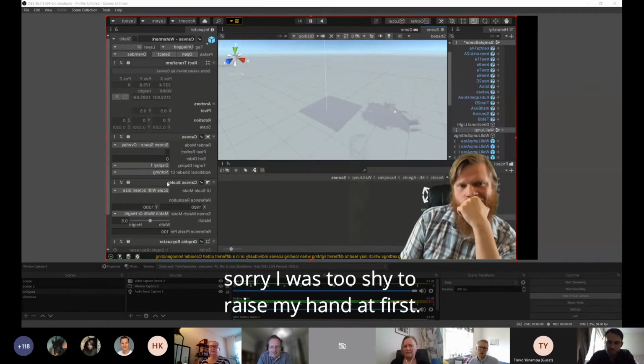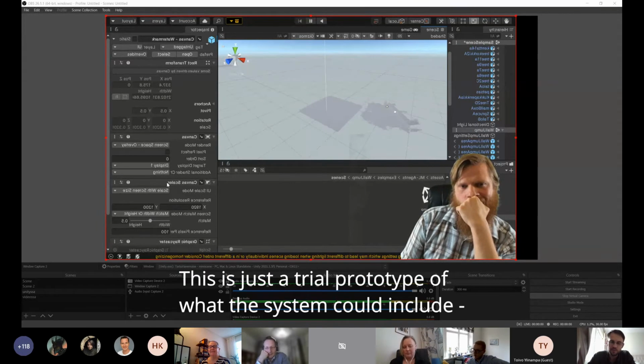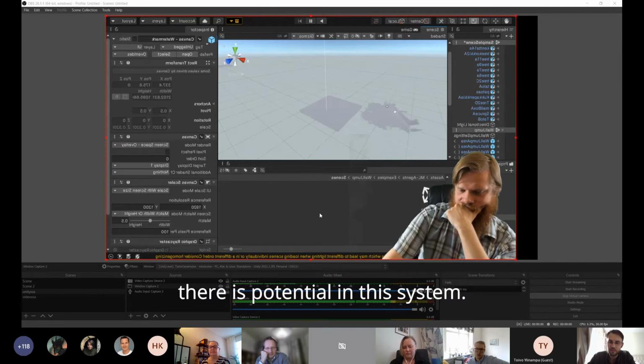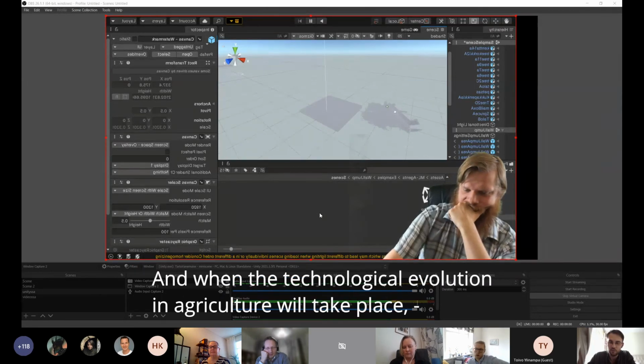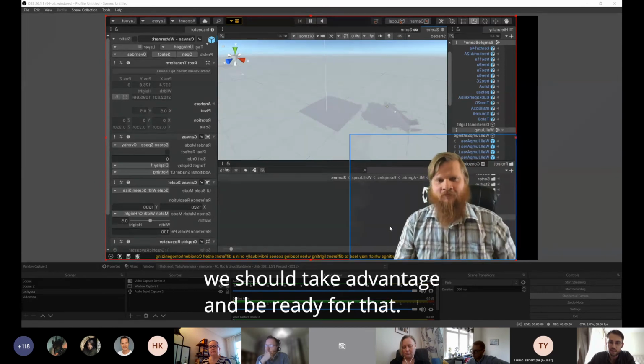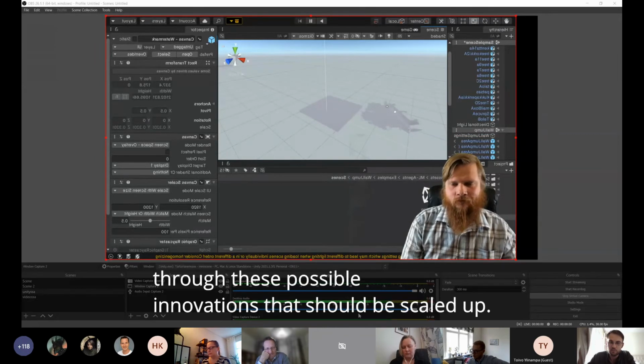And sorry, I was too shy to raise my hand at first in the answer. The point is that I think the system should be improved. This is just a kind of trial, a prototype of what the system could include, and mainly to show that the workflow could work, that there is potential in this system. And when the technological revolution in agriculture really takes place, then I think we as ecologists, biologists, should take advantage and be ready for that, and eventually enhance the sustainability of that through these possible innovations that should be scaled up.